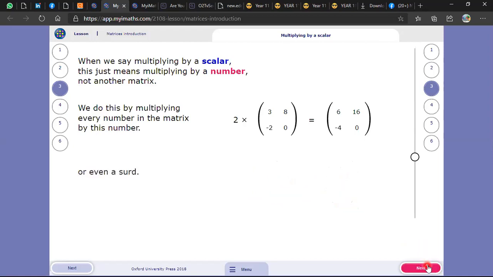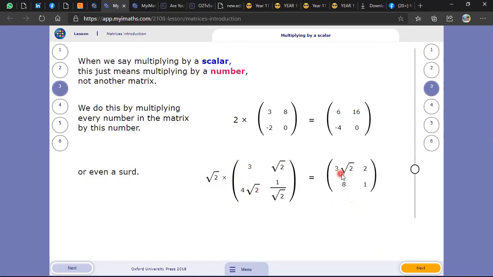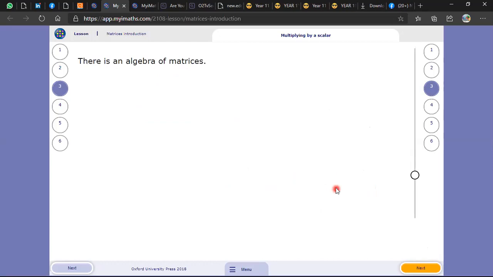And it can also be a surd. I can multiply a surd by a matrix. So if this root 2 is going to multiply each of the numbers inside this matrix, I'm going to have the first one to be root 2 times 3, which is 3 root 2. The second one to be root 2 times root 2, which is 2. And then root 2 times 4 root 2 is going to be 4 times 2, which is 8. And then root 2 times 1 over root 2 will simply give 1. So that confirms all of that. Now, that shows how to multiply a matrix by a number or a scalar in general.